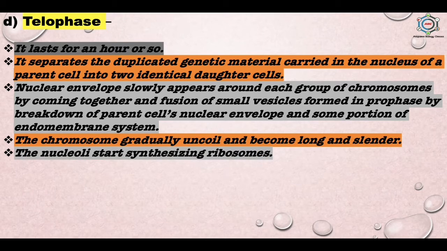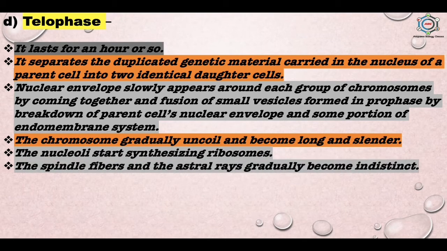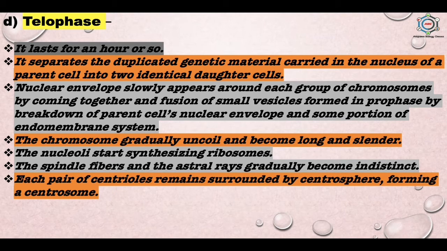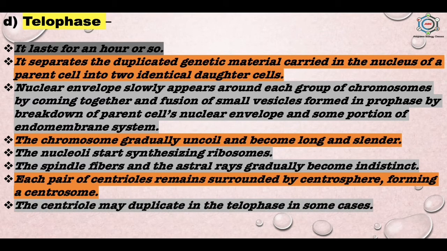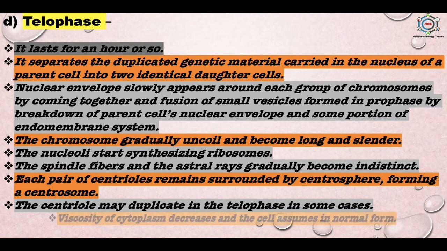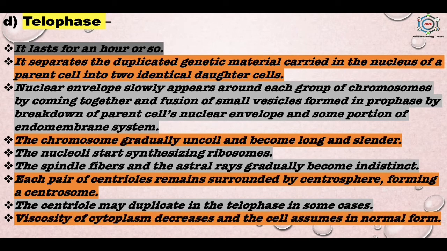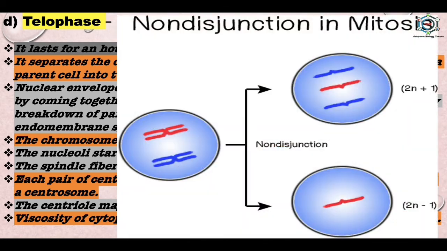The nucleoli start synthesizing ribosomes, and the spindle fibers and the astral rays gradually become indistinct. Each pair of centrioles remains surrounded by the centrosphere, forming a centrosome. The centrioles may duplicate in the telophase in some cases. Viscosity of the cytoplasm decreases and the cell assumes its normal form. So these all are the functions and the processes which occur in the telophase.